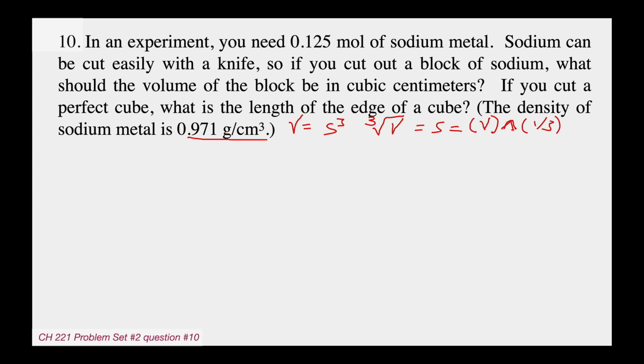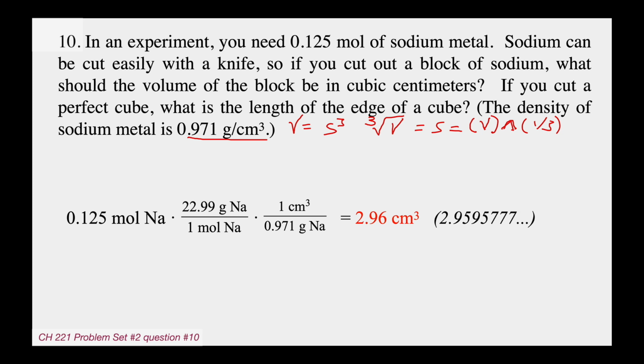All right, so let's do some math. We're going to start with the moles. We're going to use the molar mass of sodium to go from moles to grams. Sodium is roughly 23 grams per mole. You can get a better value from the periodic table. And once we have the grams, we'll then use the density to turn it into centimeters cubed. So in this problem, the molar mass I used for sodium was 22.99 grams per mole.